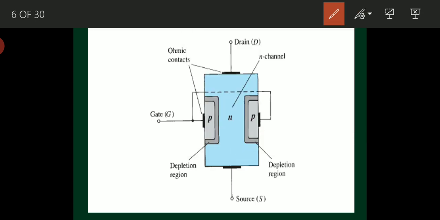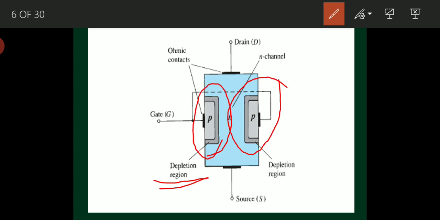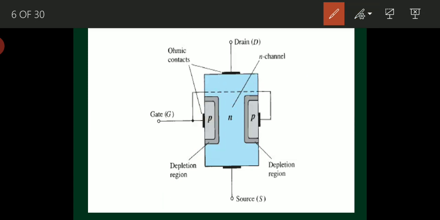So what will happen if charge carriers move, after some time? A depletion region is formed between n-type and p-type semiconductors. So I can now assume this as one p-n junction and this as a second p-n junction. So this is the structure under no bias condition.